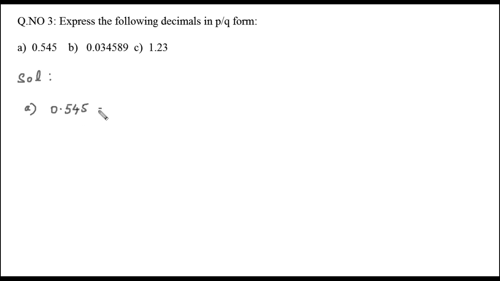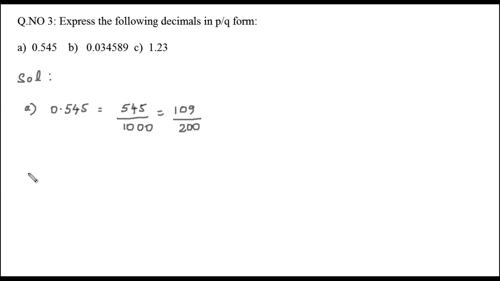So this is equal to 545 divided by 1 followed by zeros. How many digits are there after the decimal point? 1, 2, 3. So write 3 zeros: 1, 2 and 3. If possible, try to write it in a simplified form. That is, you can cancel out common factors with 5, then it will be 109 divided by 200.